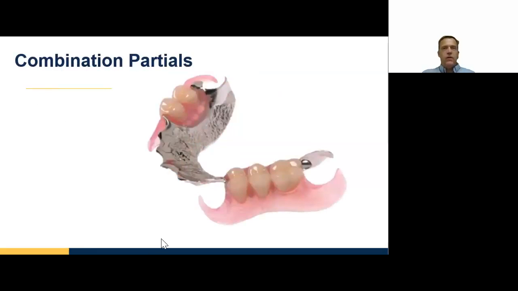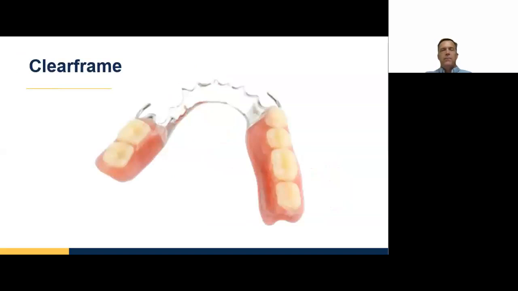Combination partials. You look at these and you say, wow, sure would be nice to have the rigidity of metal on the lingual or palatal side with the nice clasp of a flexible partial. It is possible to do this. It's also a great option for patients that might have acrylic allergies because the flexible materials aren't acrylic. So keep that in mind.